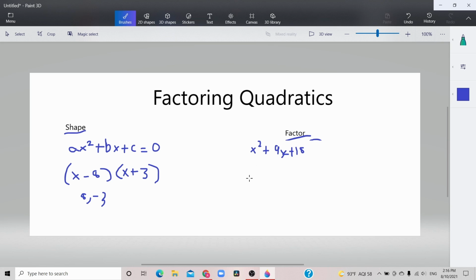We have x squared, so there should be an x on both sides, because x has to multiply by itself to become x squared. So x, and then x. Now we have to find two numbers that multiply to 18 and add to 9. That's 6 and 3. So x plus 6 and x plus 3. That means this is the fully factored form, so the solutions to this are negative 6 and negative 3.